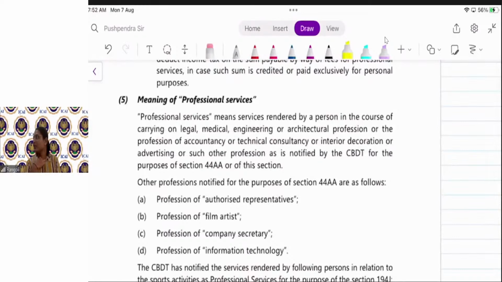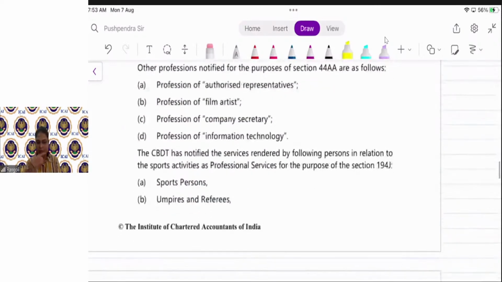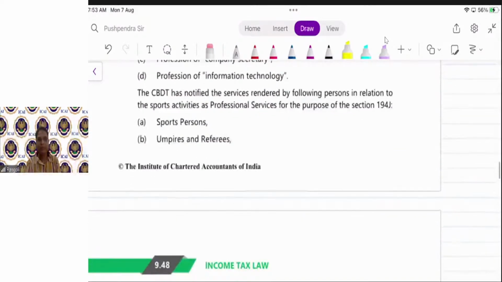Now, the meaning of professional services is the same as given under section 44AA. That is authorized representative, film artist, company secretary, information technology. Other persons are notified by the government for 194J. It is sports person. So if we are taking any services from a sports person, say for example, our Indian players are playing cricket on behalf of India, then they are rendering professional services. So on payment made to them, the TDS is required to be deducted under section 194J.